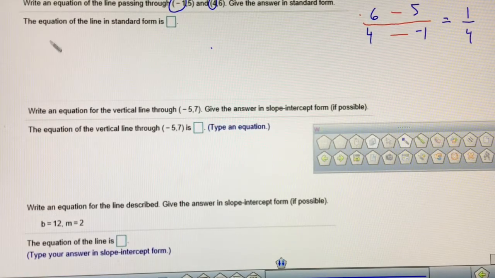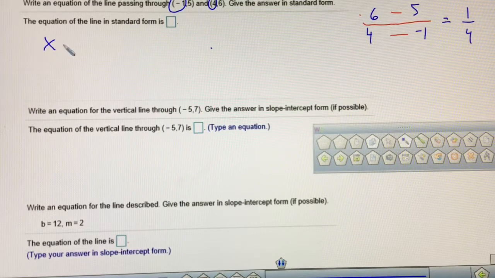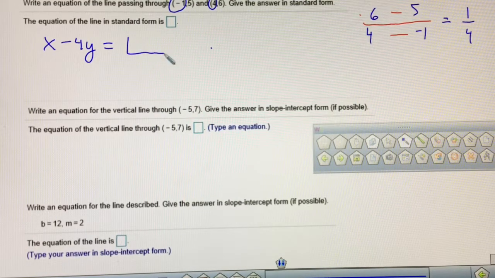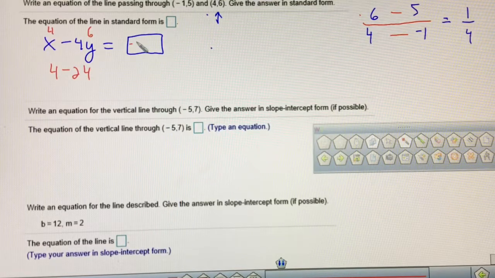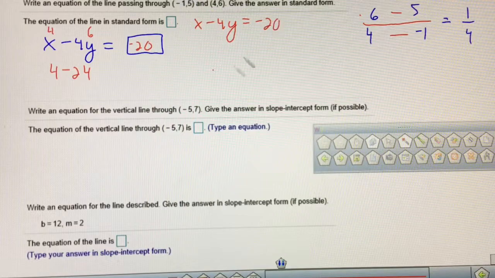Given that bit of information, I can write the equation in standard form rather quickly. This is going to be my x value, this is going to be my y value. So that's going to give me x minus 4y equals some number. And then to determine what that number is, I'm just going to choose one of these coordinates. I'm going to choose 4, 6, and I'm going to throw the 4, the x value in for x, the 6, the y value in for y. That's going to give me 4 minus 24, and that would be negative 20. So my equation in standard form would be x minus 4y equals negative 20.